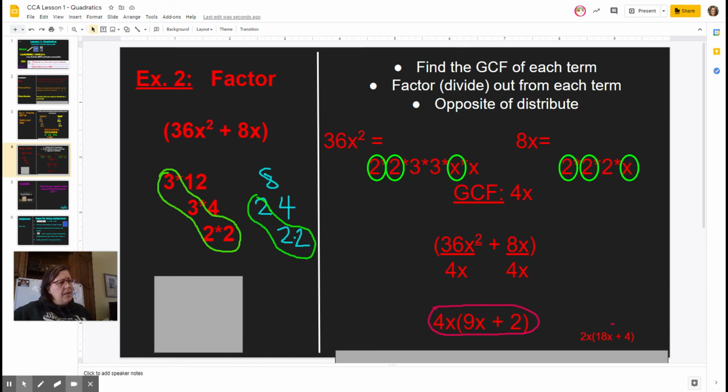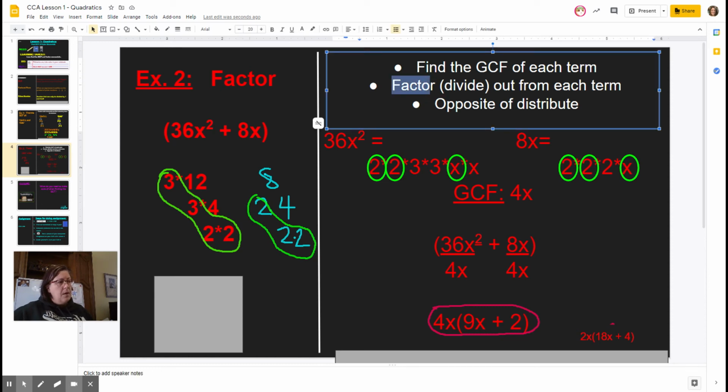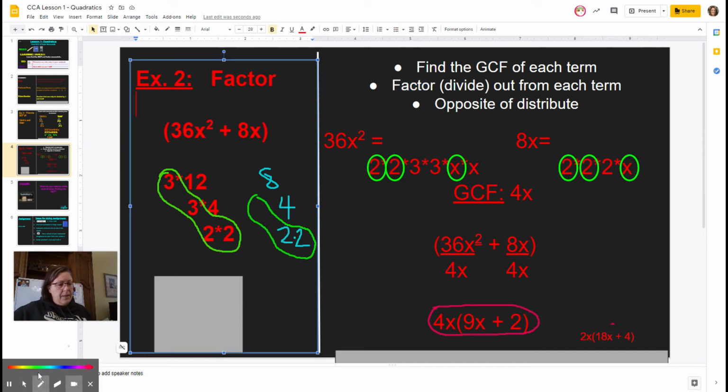So remember when I said that factoring is the opposite of the distributive property. Earlier this year, we learned that if we had something like 3 times the quantity of 2x plus 4, and we wanted to distribute, we talked about multiplying whatever is outside the parentheses with whatever is inside. We did multiplication. Factoring is the opposite of that.